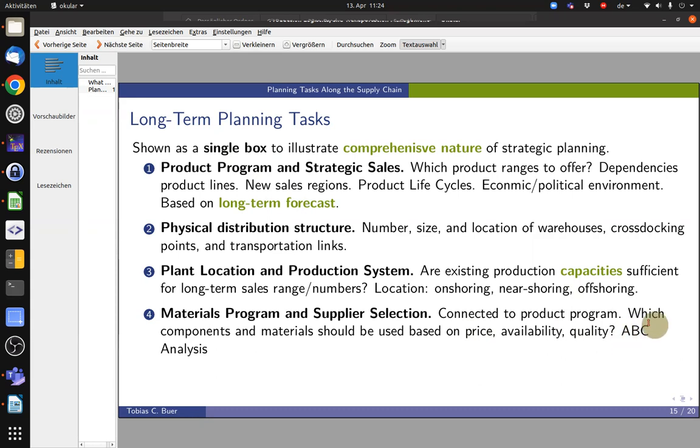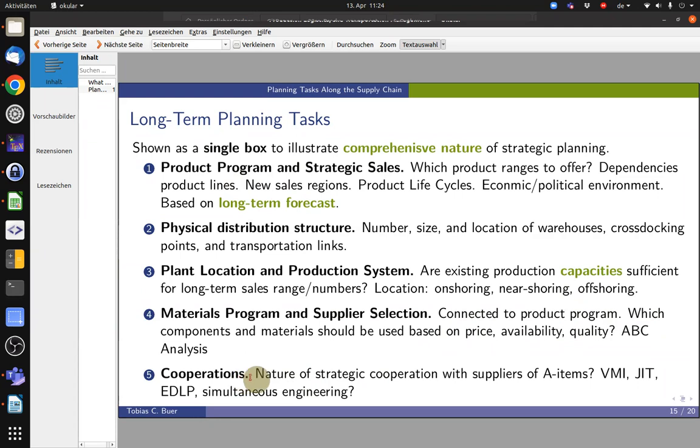So usually for the A products, the most important products, we come up with very different plans, or let's say we only discuss the A products on the strategic decision. The B and C products are usually not discussed on a great level of detail.